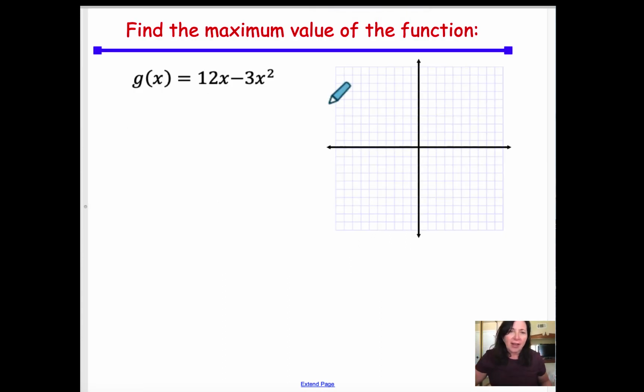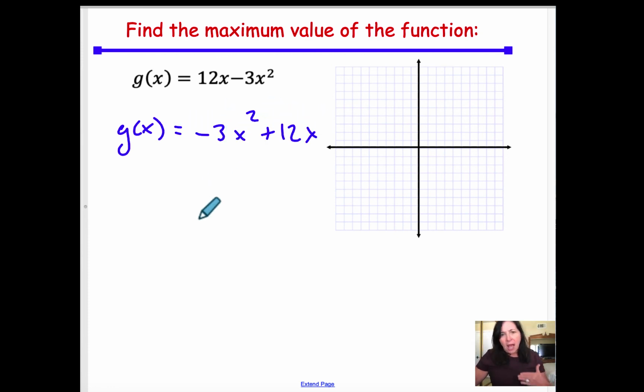Problem here, find the maximum value of the function. What I'm looking for is the highest point. So we would say g of x is equal to negative 3x squared plus 12x. I want the maximum value, so I do want to find the vertex, of course. So I'm going to use the vertex shortcut, which says negative b over 2a, and then plug that in.